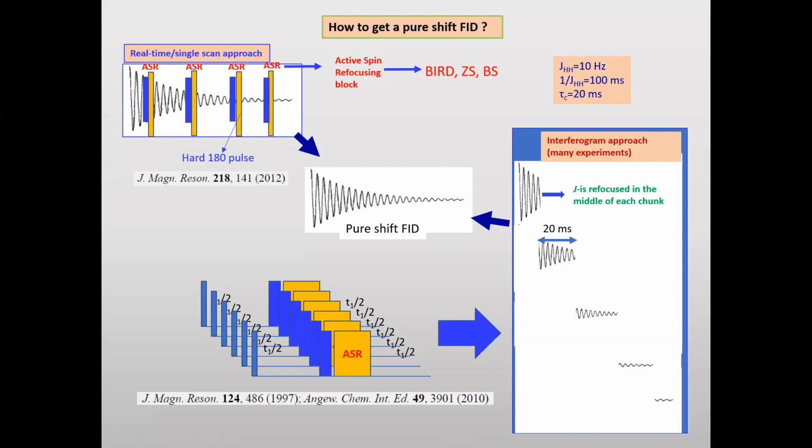That means this is just a small data chunk you can see. The other approach is the interferogram-based approach.